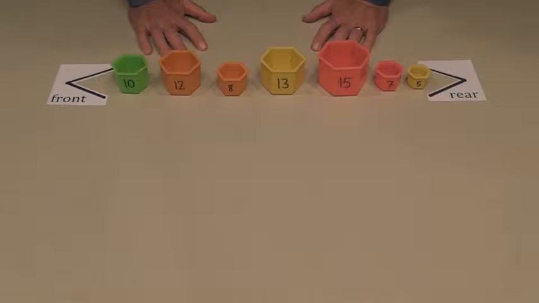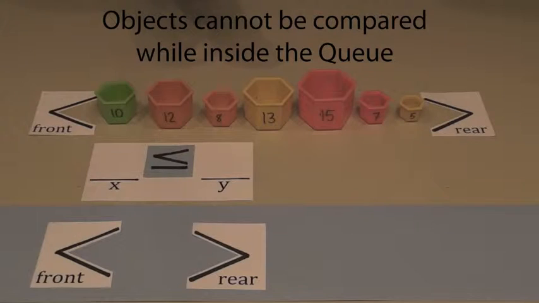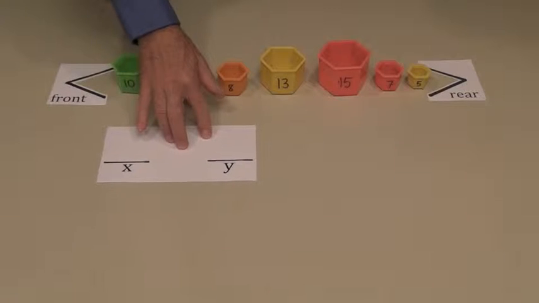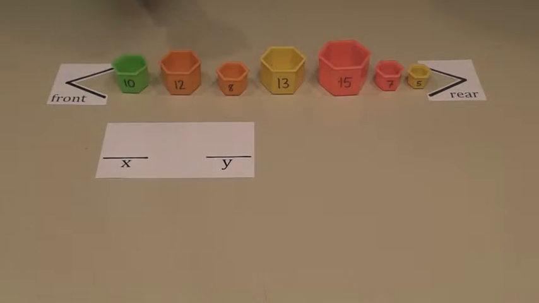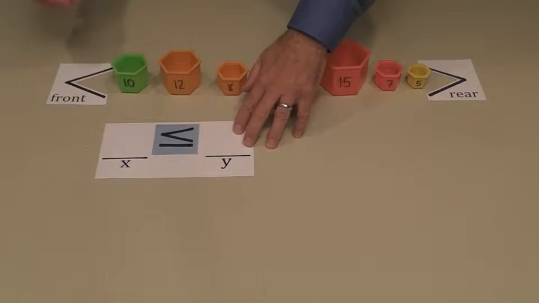Okay, today we're going to demonstrate ExchangeSort where the data is stored inside of a queue. Since ExchangeSort is a comparison-based sort between two items, and we can't compare two items while they're inside of the queue, we're going to need a couple of extra objects, x and y. And we're going to use the comparison operator less than or equal to.